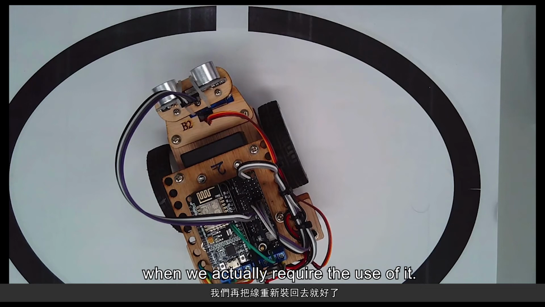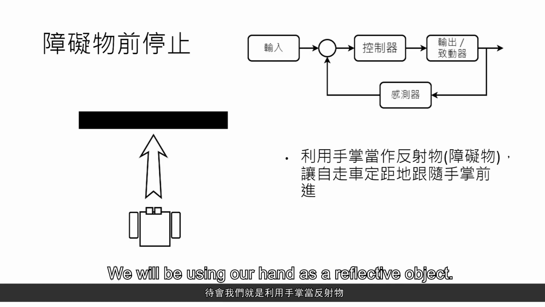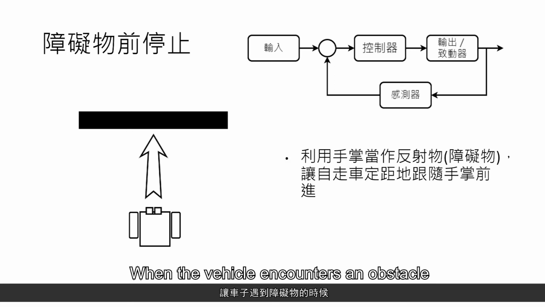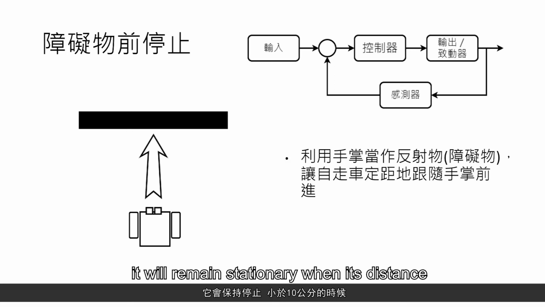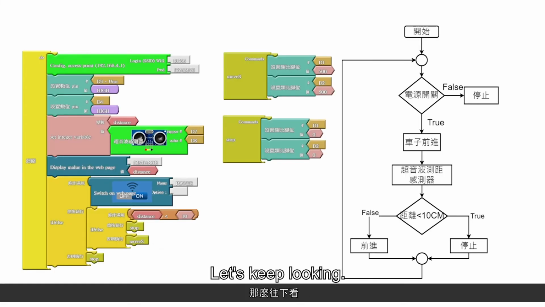When we actually require the use of it, we'll be using our hand as a reflective object. When the vehicle encounters an obstacle, it will remain stationary when its distance is less than 10 cm. Let's keep looking. Let's take a look at this flowchart.